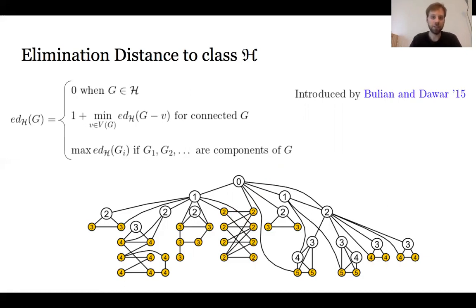Observe that H elimination distance is upper bounded by the deletion number to H, so the minimal number of vertex deletions to make the graph belong to H. And this is just because in an H elimination forest, all the white vertices must form an H deletion set.